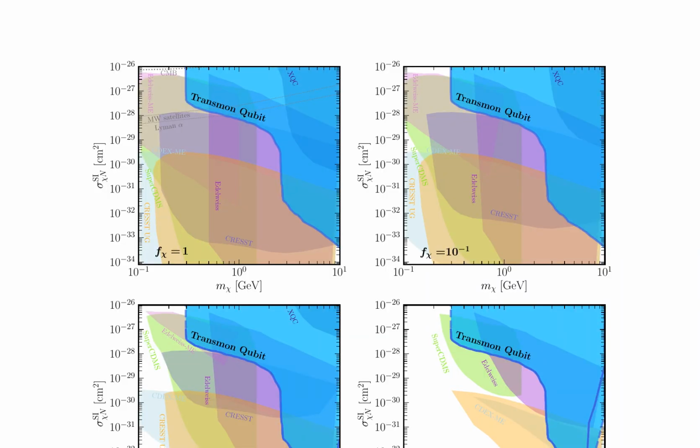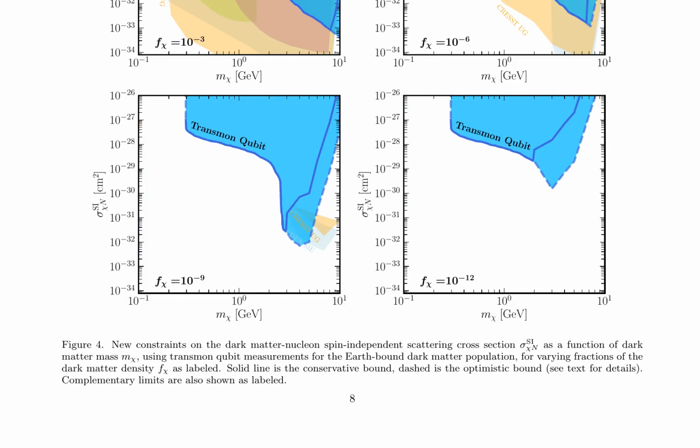The authors present new limits on the dark matter-nucleon spin-independent scattering cross-section using Transmon Qubit measurements for the Earth-bound dark matter population. They compare their results with existing limits from astrophysical systems and lab experiments, demonstrating the strong constraining power of Transmon Qubits. They assume a recombination limited quasiparticle density modeling and consider various fractions of the dark matter density, labeled as f_chi. The authors show that their bounds are not largely changed even when the dark matter density is decreased, while other experiments weaken or disappear.